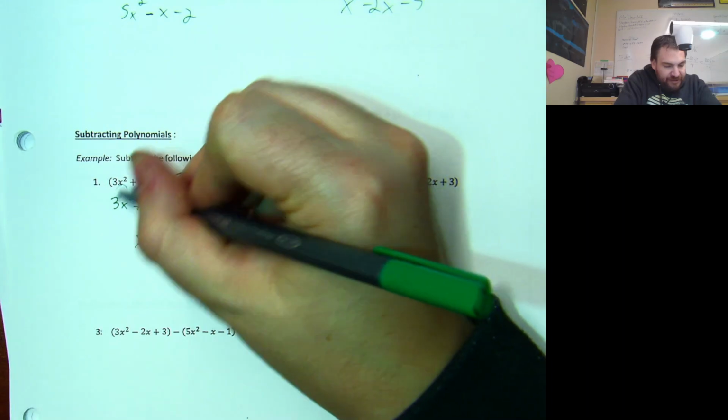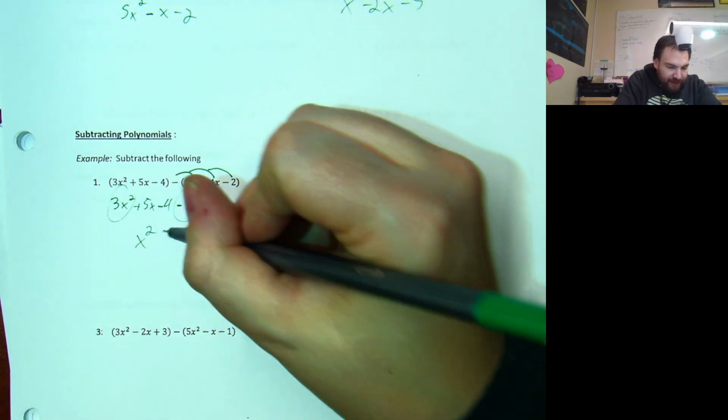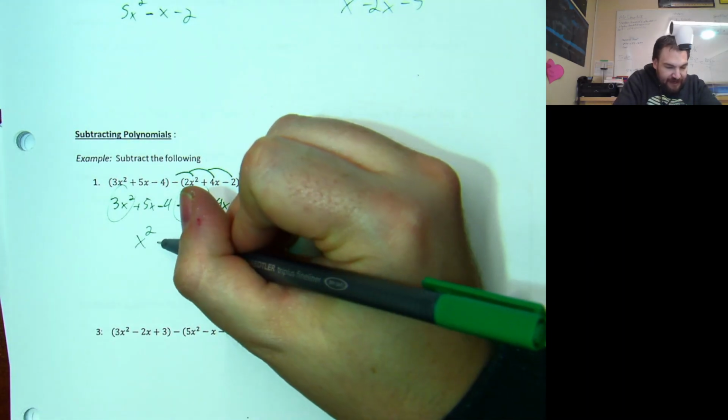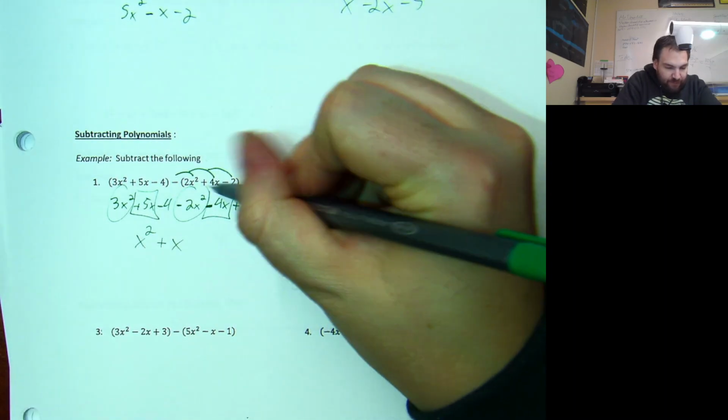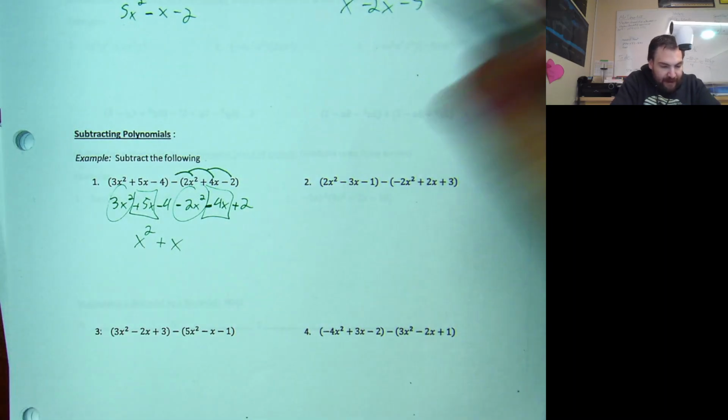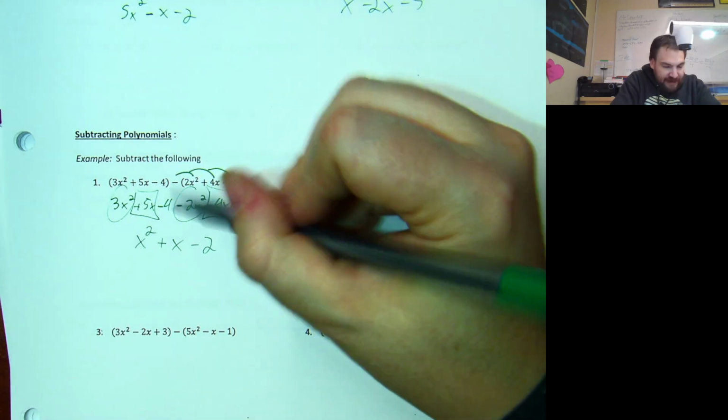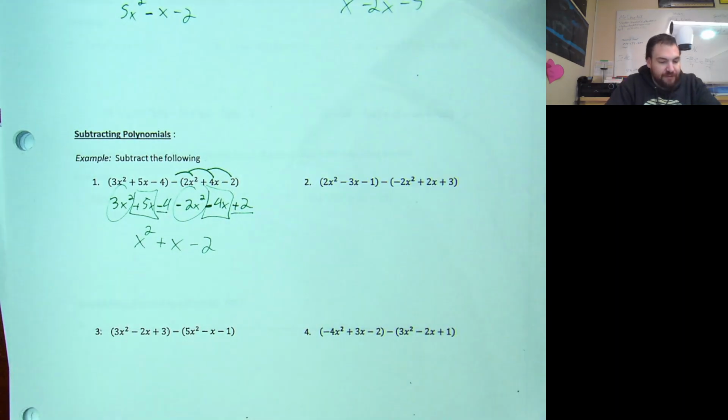So then you've got the 3x squared, and the negative 2x squared is going to give you x squared. And then, Carolyn, you said it's going to be plus x. That came from this plus 5x and this minus 4x. And then minus 2 because of this negative 4 here and this plus 2 here. Cool. Relatively straightforward, yes? Questions about any of the techniques here? Okay, then I want you to rattle off 2, 3, and 4 for me real quick.